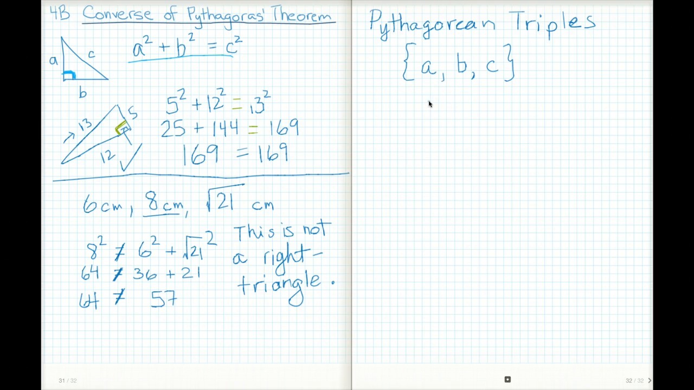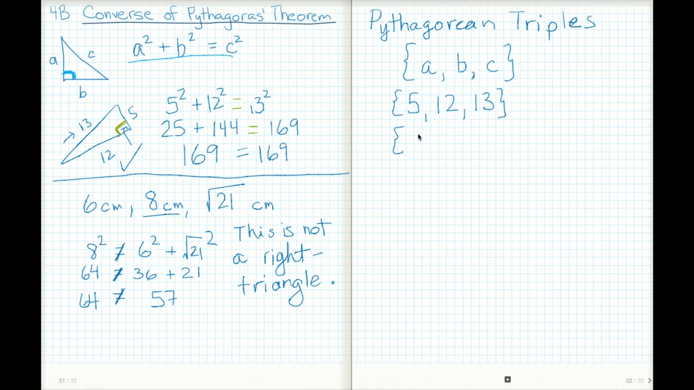So this is how we write them. Pythagorean triples are 3 numbers that satisfy the Pythagoras' theorem. So if I take this number squared plus this number squared, I should get this number squared. So over here with 5, 12, and 13, we actually have an example of a Pythagorean triple. If I write 5, 12, and 13, and we usually order it from smallest number to biggest number so the hypotenuse is clear, 5, 12, and 13 is a Pythagorean triple.